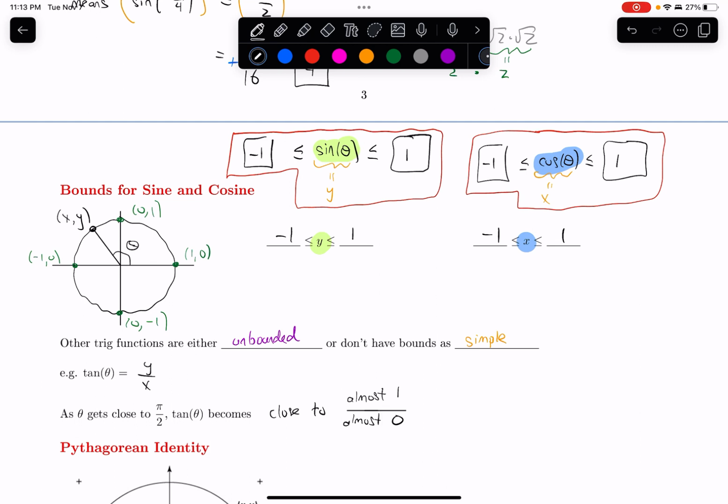So if I have a fraction and the numerator is really close to 1, like 0.99, and my denominator is really close to 0, like 0.000001, when I divide by something really, really small, it makes the whole fraction really big. Because of that, we can't get a number that tangent is always less than. As this denominator gets closer and closer to 0, the tangent gets bigger and bigger. So there is no upper bound for tangent. Similarly, the other trig functions are either unbounded or their bounds are just not as simple as they are for sine and cosine. Those are the ones that I really want us to know.